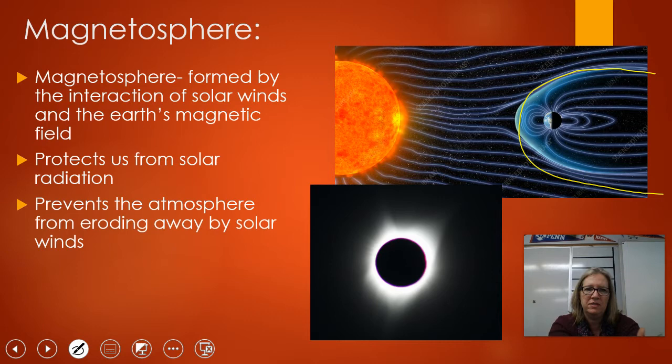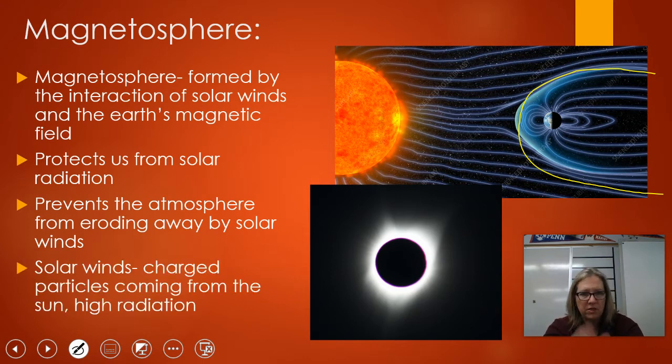It also prevents the atmosphere from eroding away. So as those solar winds are hitting the gas particles in the atmosphere, they're splitting apart and becoming ionized. If they constantly hit the atmosphere, eventually the atmosphere will run out. Okay, so that magnetosphere prevents that from happening as well. All right, we're going to watch a video on solar winds because this is something else that's kind of complicated.